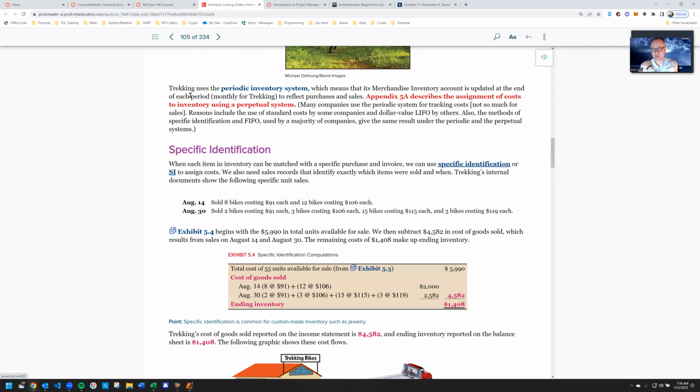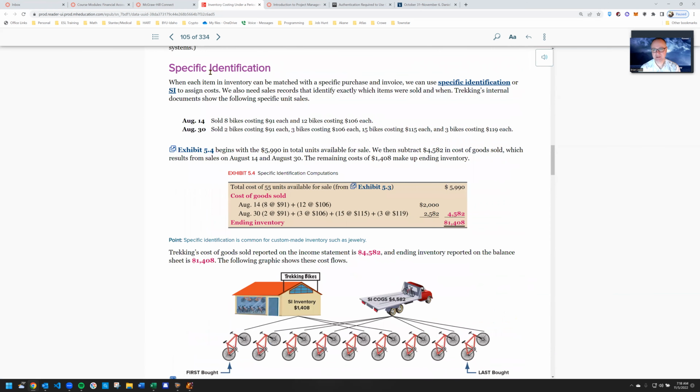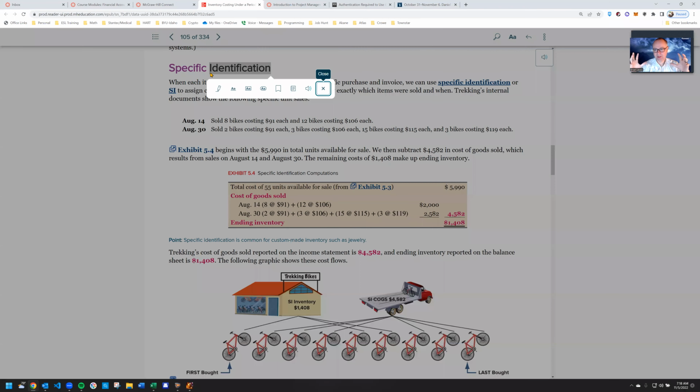Then they walk you through, well, what is specific identification? And it's usually specific identification is used for goods that are large, typically, or where they have a unique identifier. For example, let's take in this case, they're taking bikes, right? You might buy a couple of bikes of one type, a couple of bikes of another type. They may have a very specific identifier. And so when you sell them, you're going to take it out of inventory for the cost of that specific item.